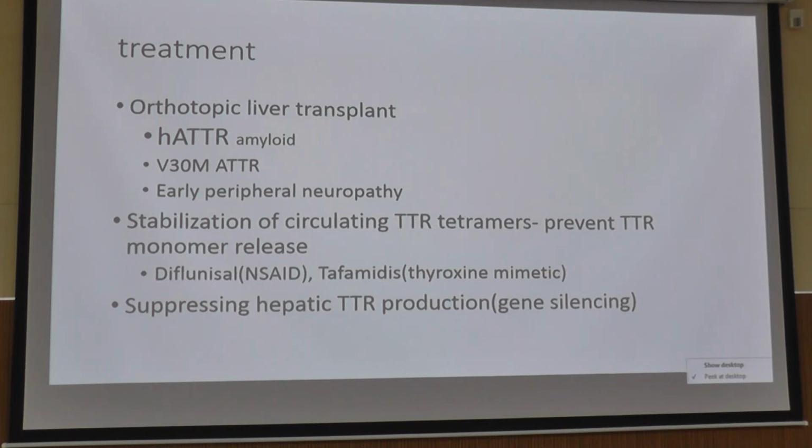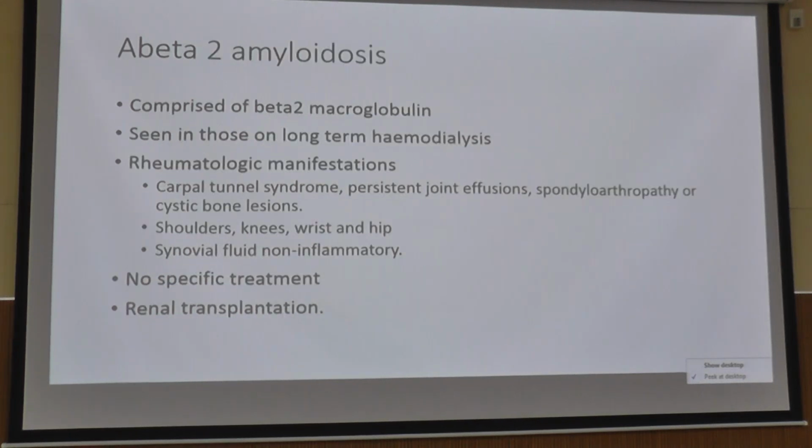Now, hepatic TTR production itself we can stop by means of gene silencing. These are not yet out; they are only in trials. Now the last one, A beta 2, I already told you, is seen in long-term dialysis patients because it is not filtered. So they manifest as carpal tunnel syndrome, joint effusion, spondyloarthropathy. There is no specific treatment; the only thing is renal transplantation.